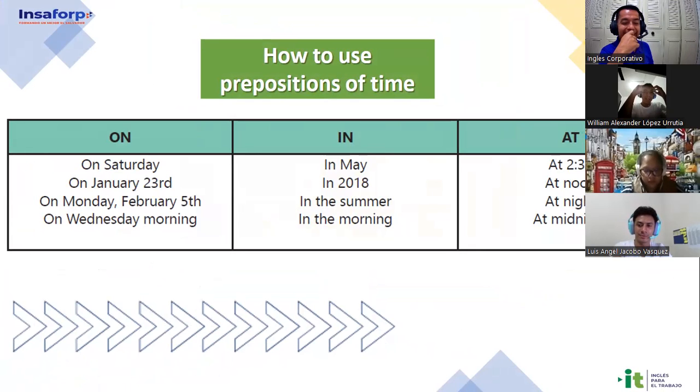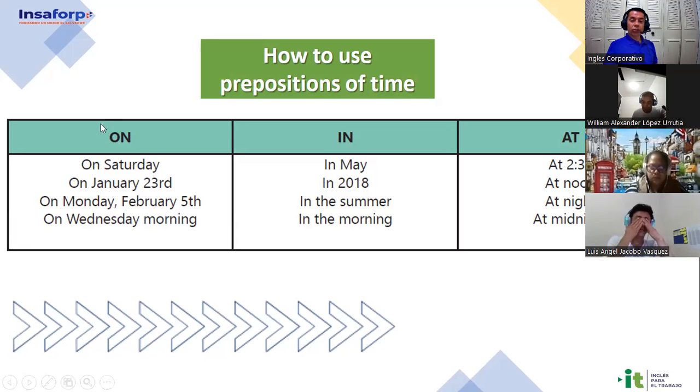Y en la tarde sería in the afternoon. In the afternoon. O sea, mañana y tarde sí sería con in. También in the evening, en la noche, pero cuando hablamos de noche estamos hablando de horas tempranas, ¿no? Evening. Ya la noche es at. At night. Ok. Good. Yes. So let's go to the next slide.